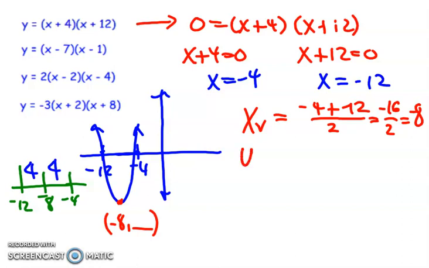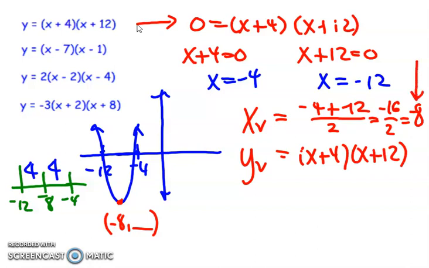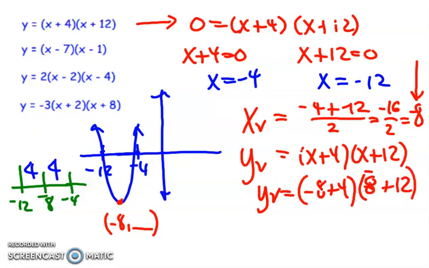To find the y value of the vertex, go back to the original equation of y equals x plus 4 and x plus 12, and we substitute in our x value. So we get -8 plus 4 and -8 plus 12. The y value of the vertex will be -4 for the first parenthesis and +4 for the second parenthesis. So the y value of the vertex will be -16.